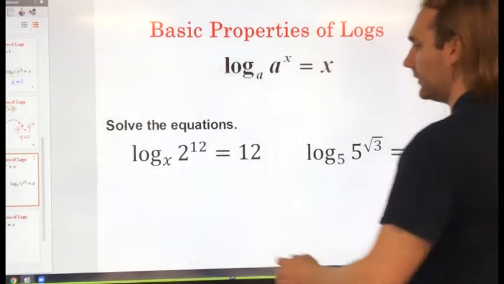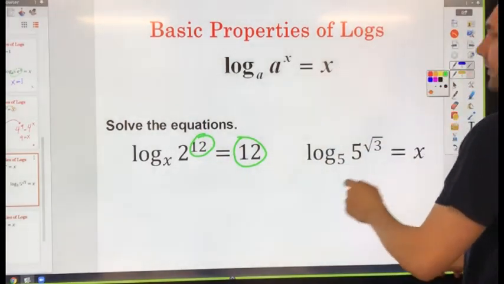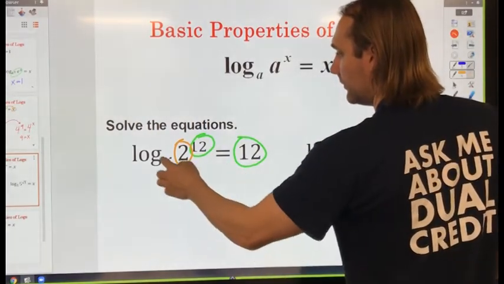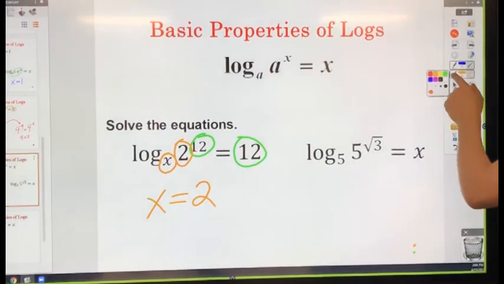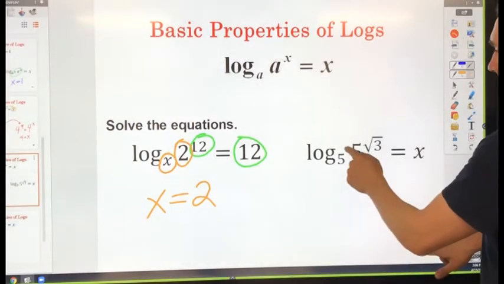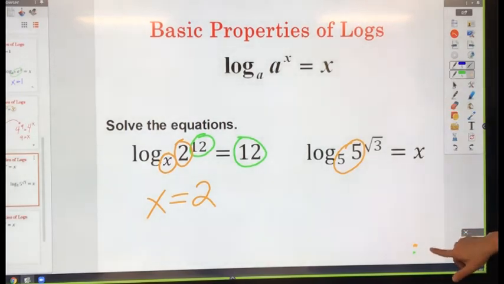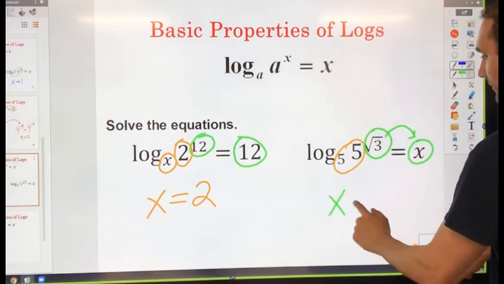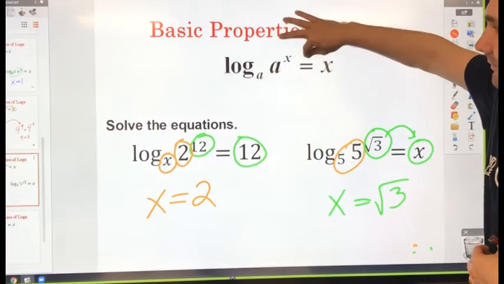Note, these are the same value right here. So 2 has to also equal what? This value right here. So x equals 2. Next, these are the same. Therefore, what two have to be the same? The exponent. So x equals square root of 3. So they get paired up. If these are paired up, then these are paired up.